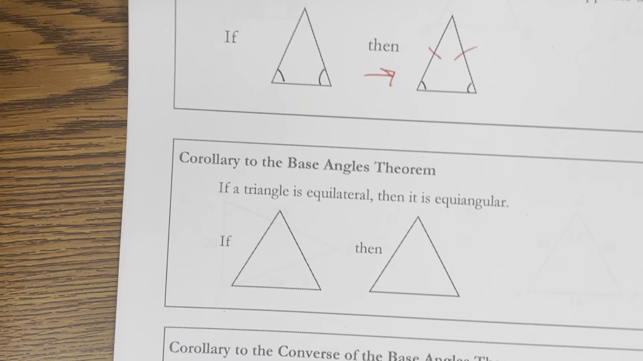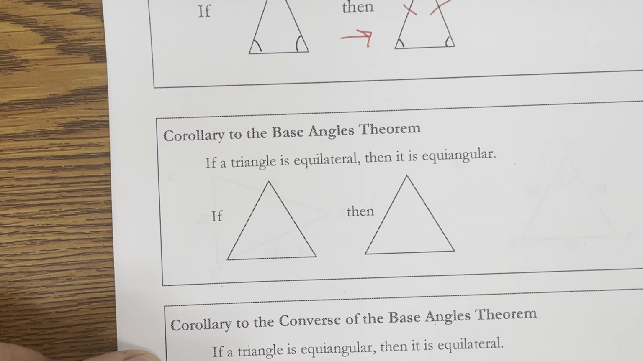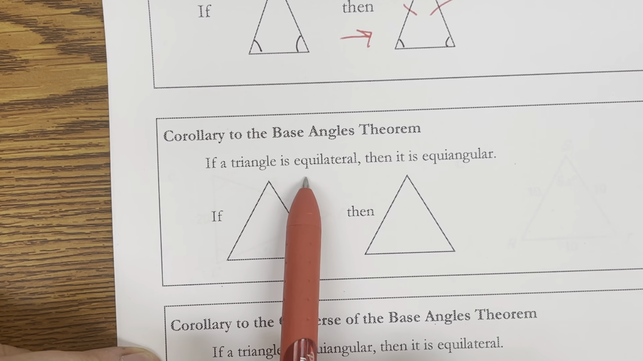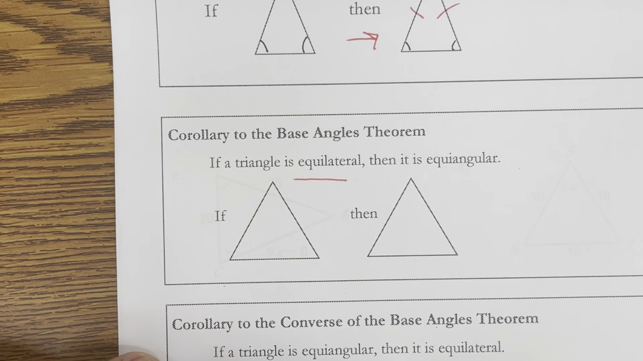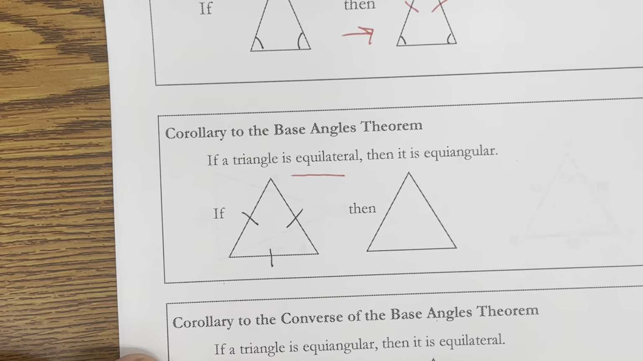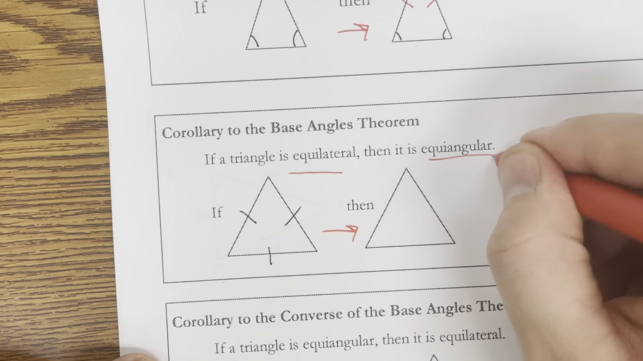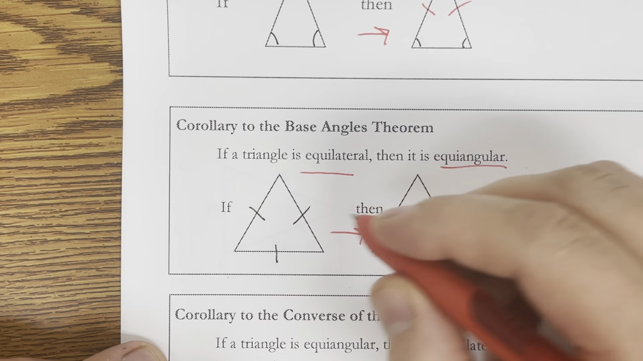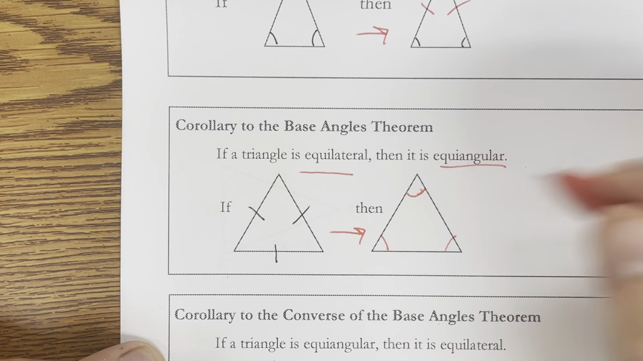And finally, the corollary goes for our equilateral triangles. A corollary is a theorem that's just super easy to prove based off a different theorem. So really, it states if a triangle is equilateral, equilateral means three congruent sides. So if it has three congruent sides, then it must have three congruent angles. So if it's equilateral, it's equiangular. So all three angles are congruent.